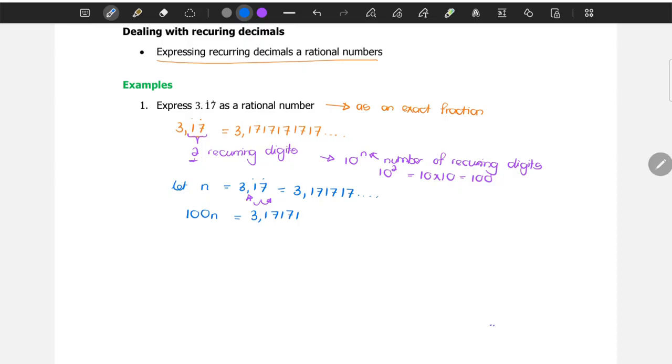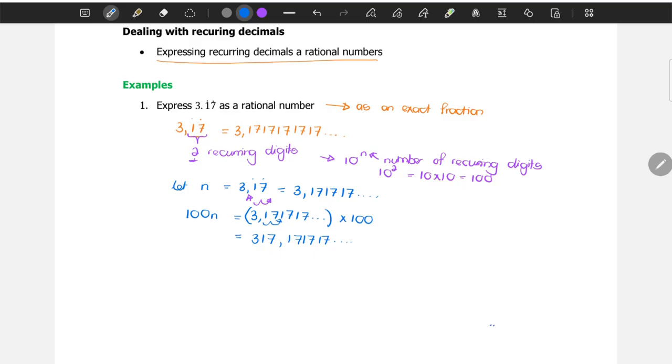So that's going to be 3.171717, your recurring amount of times 100. Multiplying this by 100 moves the decimal point 2 places to the right. This will be equal to 317.171717, a recurring amount of times.